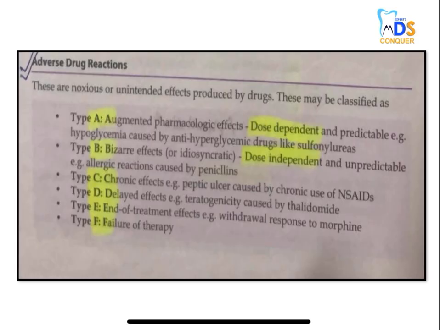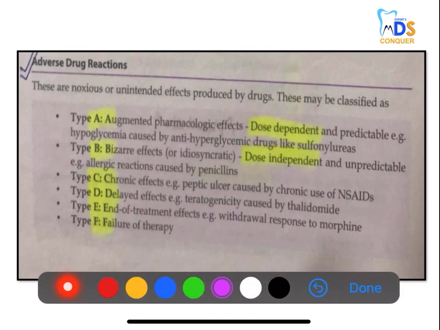So let's have a quick revision of your pharmacology. First, let's note all the adverse drug reactions given as type A, B, C, D, E and F. This is again quite important. Type A is augmented pharmacological effects, which are dose dependent and predictable, like an anti-hyperglycemic drug such as sulfonylurea. When we give anti-hyperglycemic drugs and the dosage is too high, it causes hypoglycemia, right? So this is predictable.